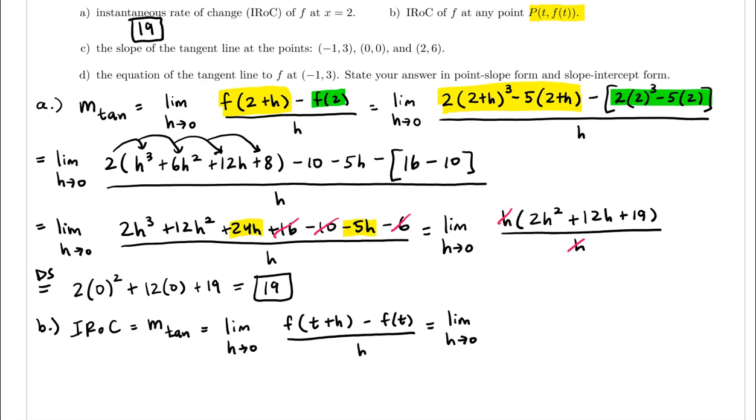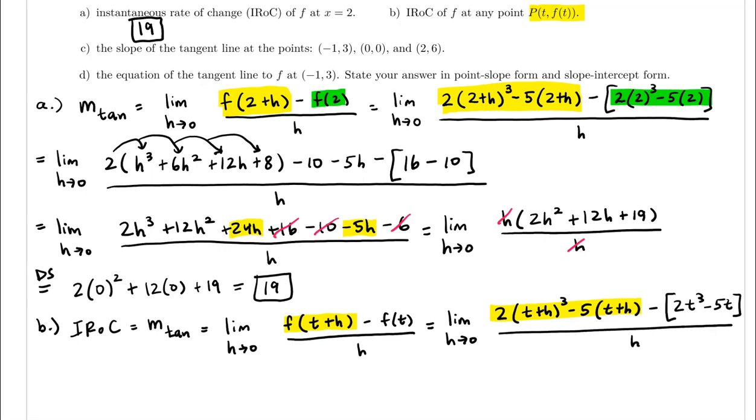If I plugged in t plus h into f of x, that would give us 2 times t plus h cubed minus 5 times t plus h. And so that represents f of t plus h. Now I would like to subtract off f of t, which is essentially f of x, but now we're just replacing the inputs with t. So we have 2t cubed minus 5t, and this is all over h. And so f of t is this thing inside of the brackets here.